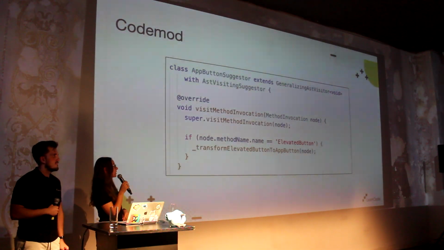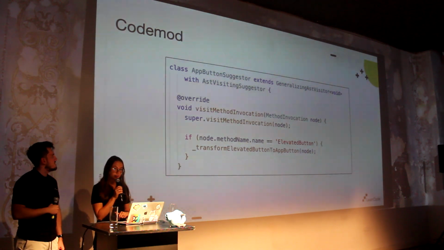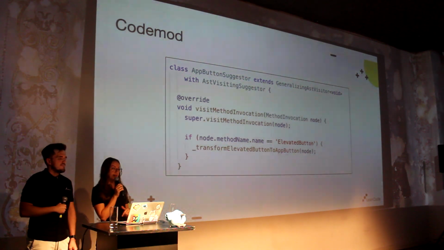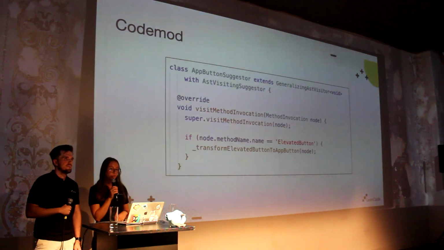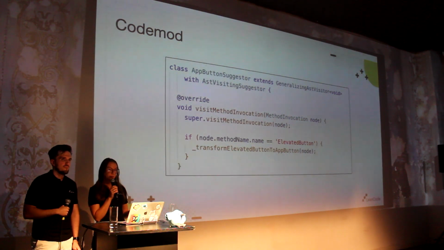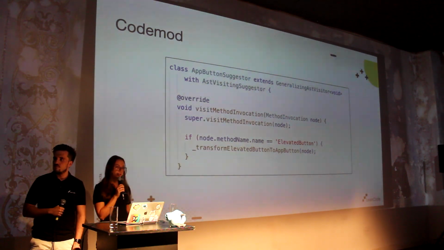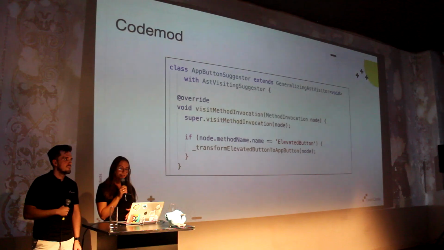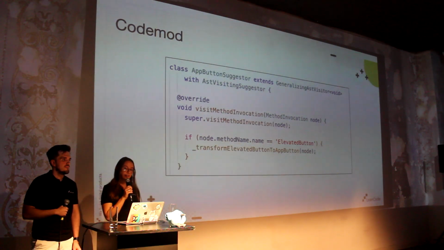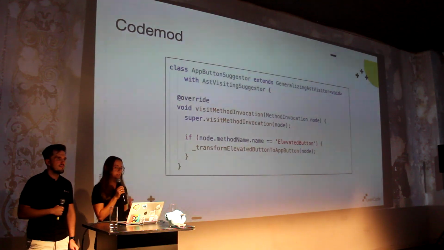So how do we write a suggester? We have to write a class that extends AST visitor, and to find all ElevatedButton usages, we'll override visitMethodInvocation for our needs. And now I know it might seem a bit weird because ElevatedButton is actually a constructor, not a method. But sometimes the analyzer doesn't recognize things the way we would expect, and this is one of those cases.